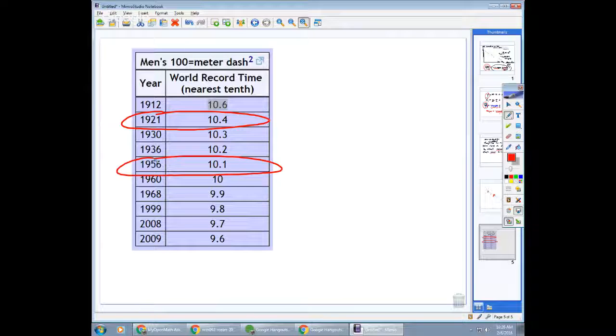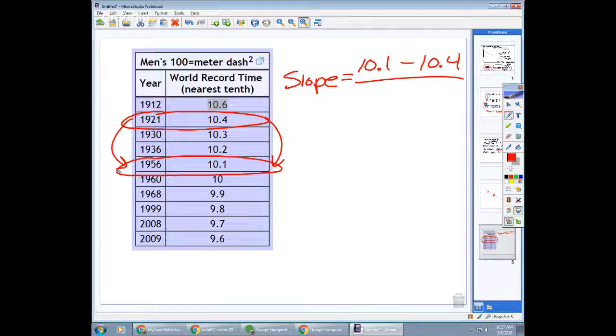All right, so let's, what do I get for a slope? 10.1 minus 10.4. That's that change right there. And then the bottom, I get 35. Is that 35 years? All right, so that's going to give me negative 0.3 over 35.